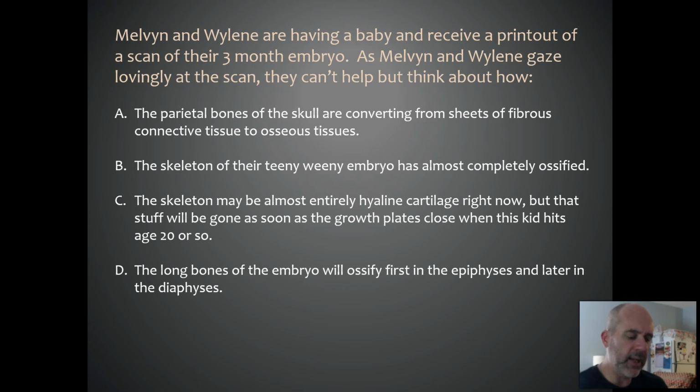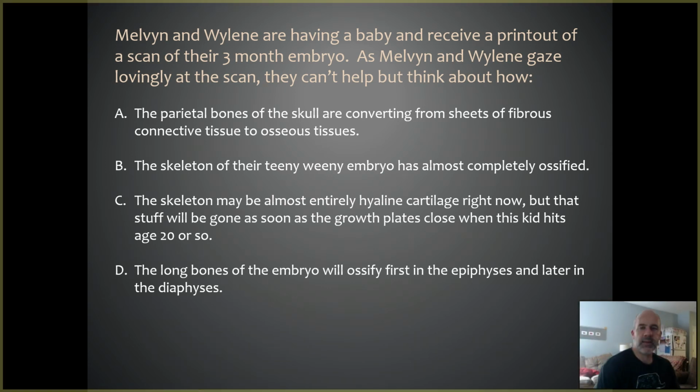All right, Melvin and Wileen are having a baby and receive a printout of a scan of their 3-month embryo. As Melvin and Wileen gaze lovingly at the scan, they can't help but think about which one of these. Because, of course, everybody thinks about this when they see a scan of their 3-month embryo. How about A? The parietal bones of the skull are converting from sheets of fibrous connective tissue to osseous tissues. That sounds good to me. I'm going to put a check by that one. Let's read through the rest of them, though.